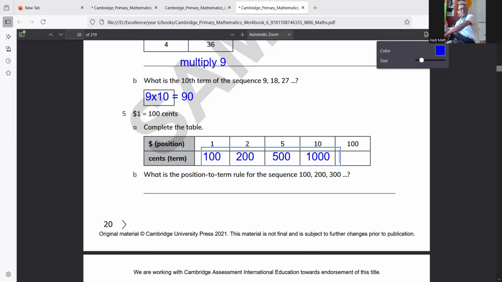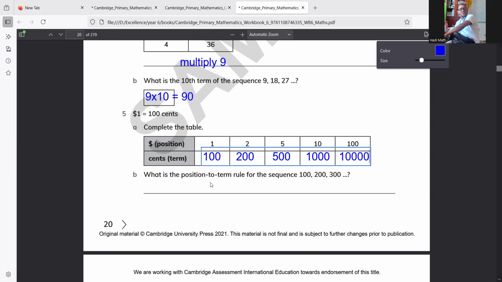$100 is equal to what? It's equal to 10,000 cents. Because every time you multiply by 100.